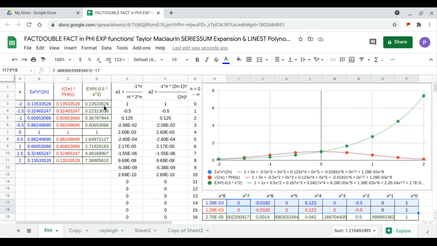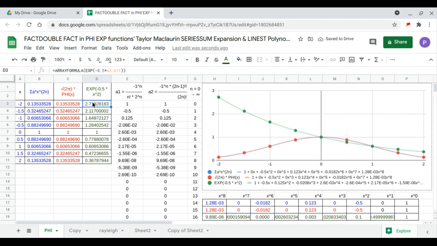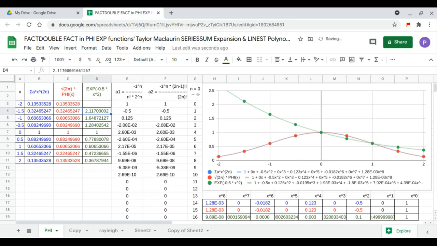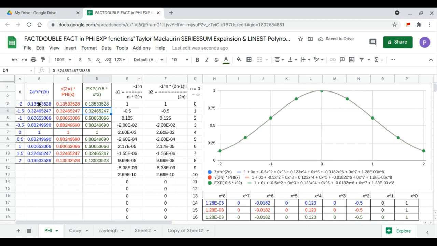Next, we modify the exponential function. Here we have minus 0.5 times x squared. So minus 0.5 times, and then it's squared, so raised to the power 2. Now they are all in the same trend line. Their data sets are all the same. Their polynomial regression coefficients are the same. So therefore their polynomials are the same.